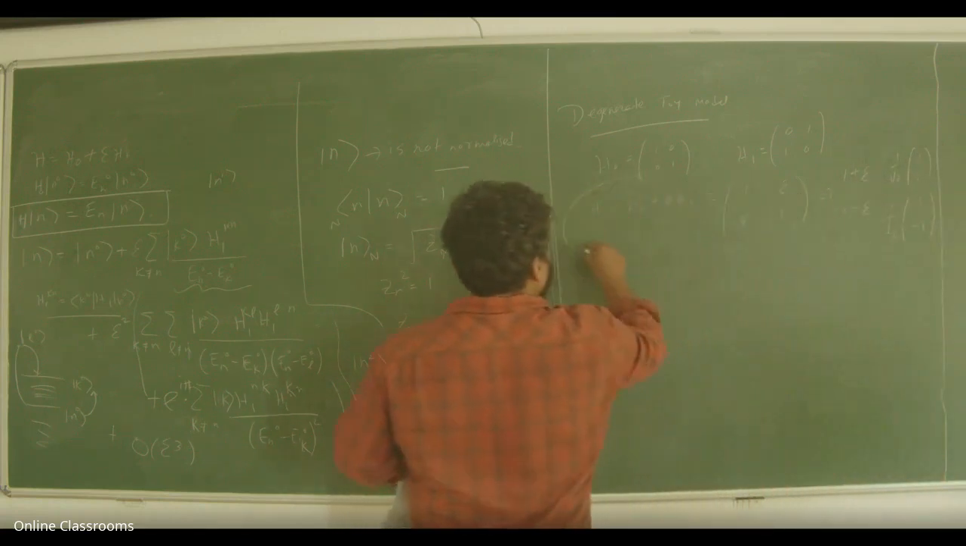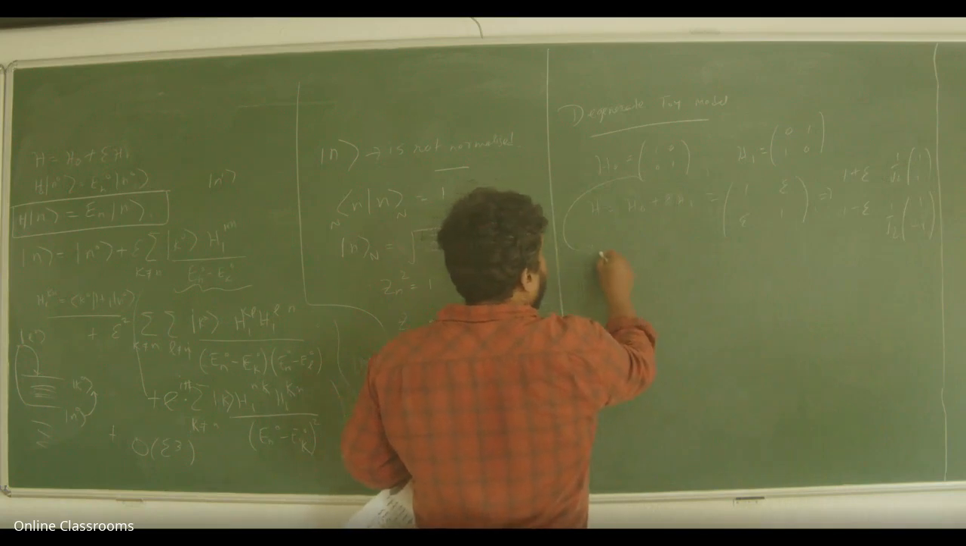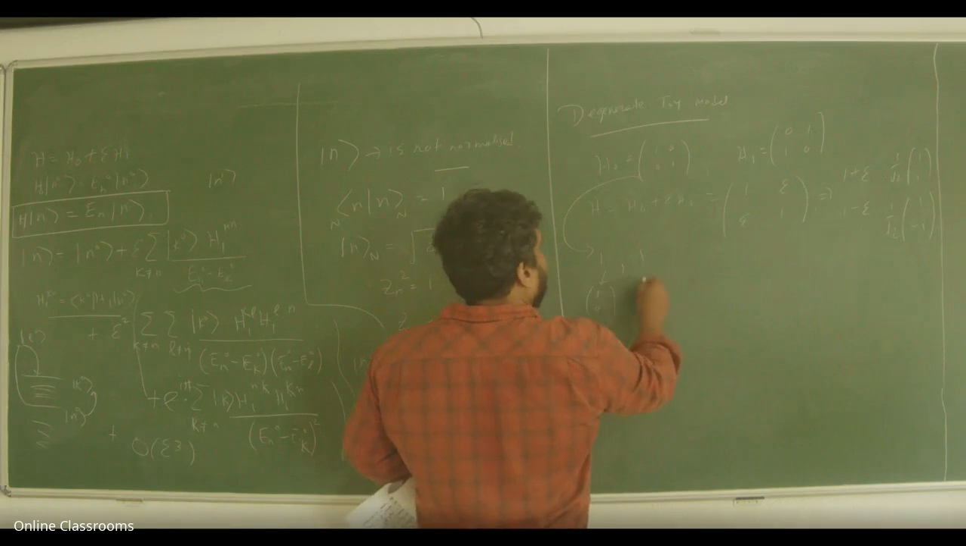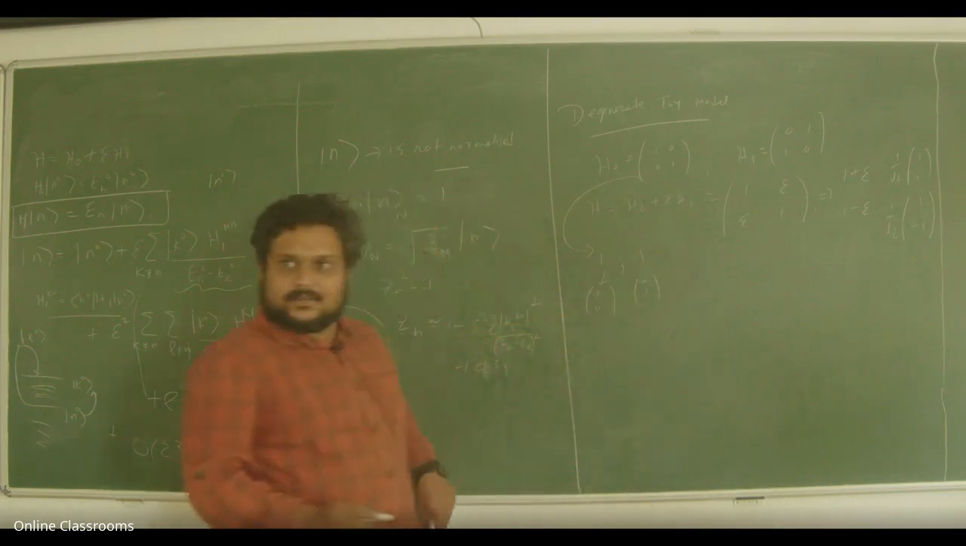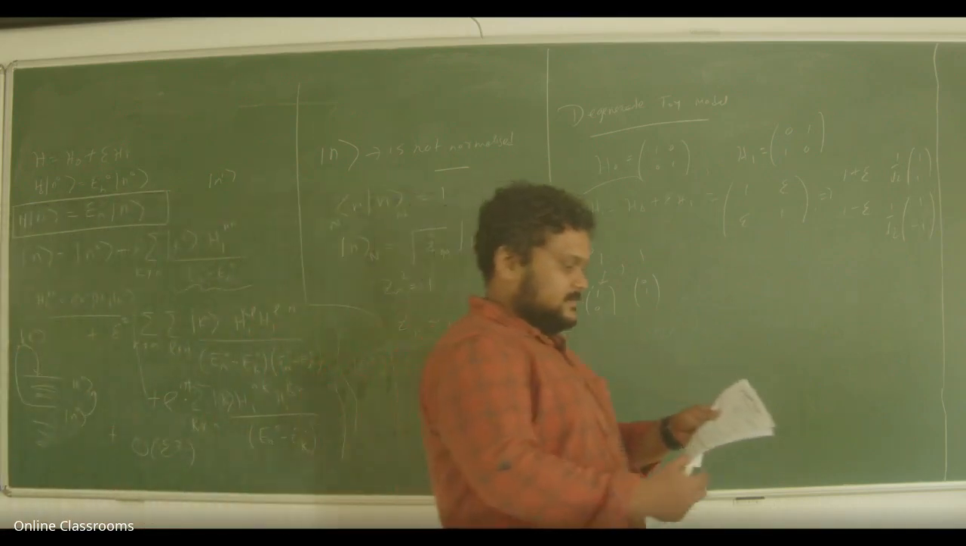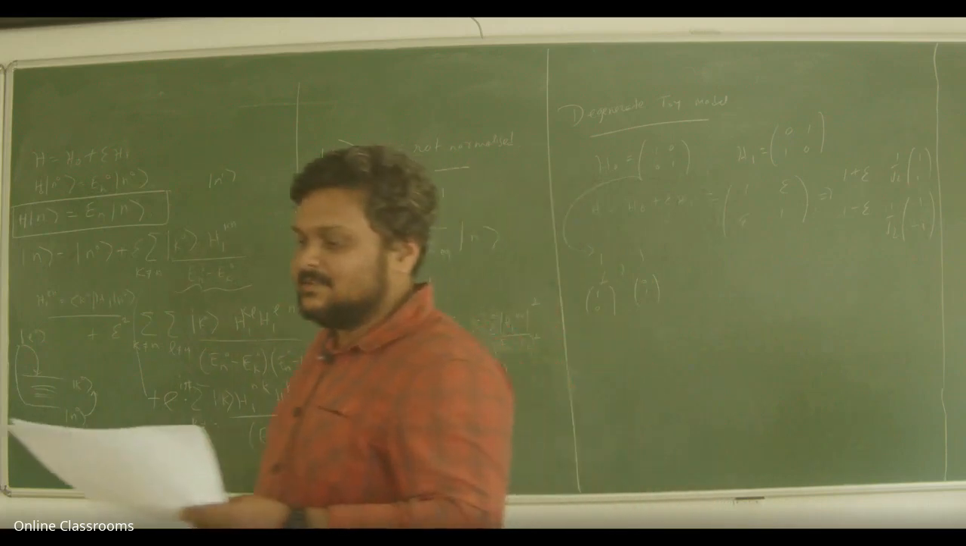And this one is also trivial. The eigenvalues are 1 and 1, degenerate, and the eigenvectors are 1 0 and 0 1, or any combination of them, right? Because they are degenerate. So this is the problem. Let us say I want to solve it using this formula, right? We all derived this formula, and let's see what happens.